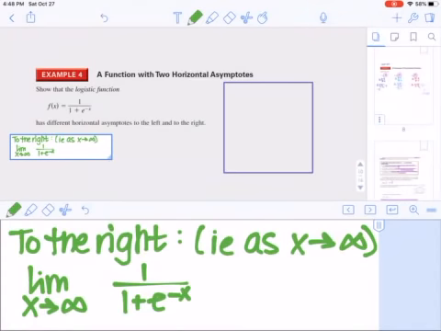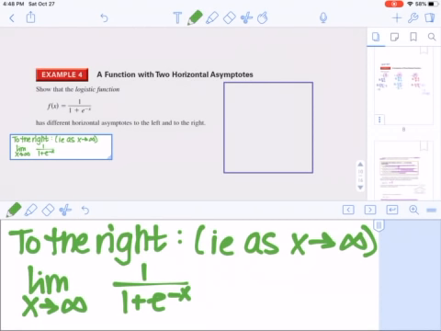All right, so here this says a function with two horizontal asymptotes. So this is an example of a function that, and it says show that it has different horizontal asymptotes to the left and the right. So I'm going to start with to the right. I did a little setup again, right? To the right means that x is getting really, really big.